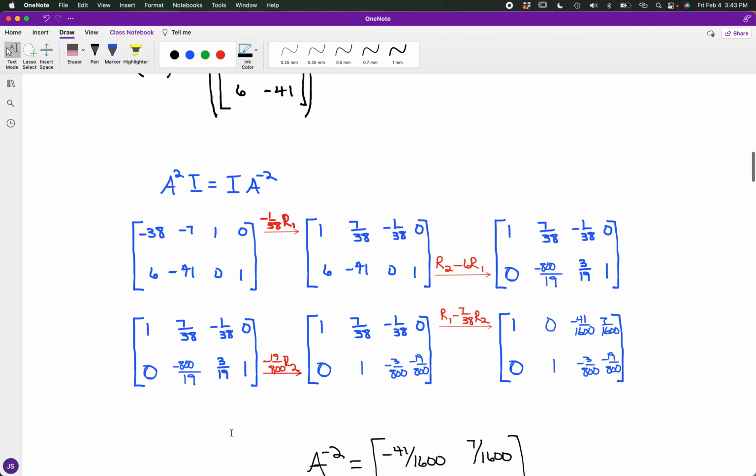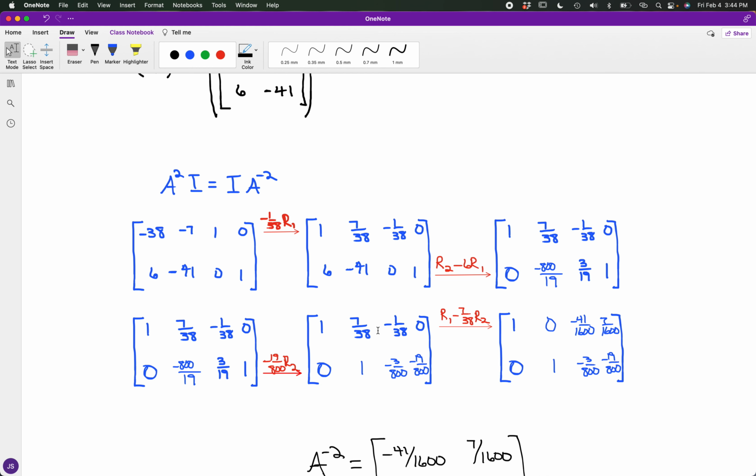And now I want alongside 1, 0, I want 0, 1. And I can change the negative fraction minus 800 over 19 into 1 by taking the reciprocal and multiplying. So I have negative 19 over 800 times the second row. So now I have 0, 1, and then 3/19, and 1 will be changed over to negative 3 over 800 and negative 19 over 800.